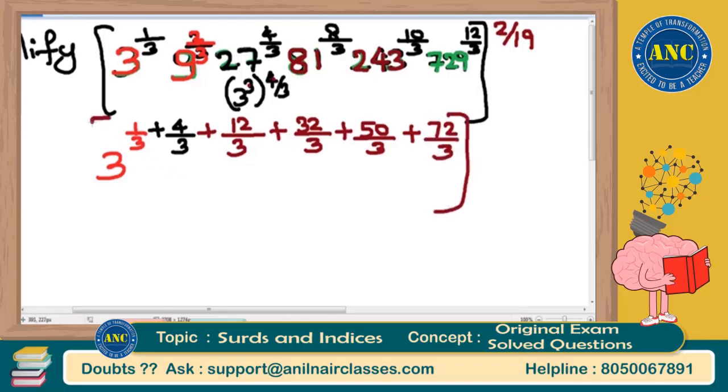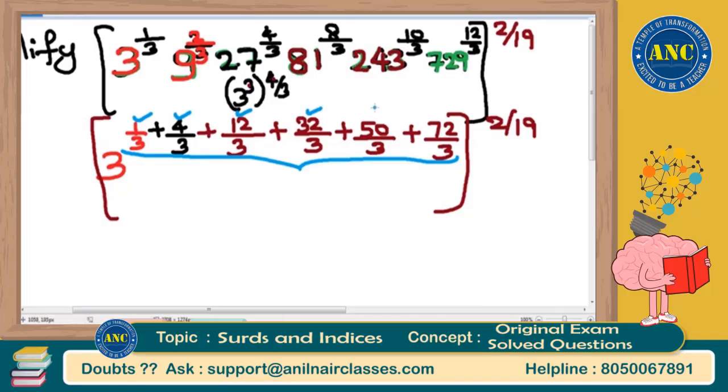But again this is raised whole to the power of 2 by 19. Right? If I simplify further, the power here will become 1 plus 4, 5, 5 plus 12, 17, 17 plus 32 is 49, 49 plus 50 is 99, 99 plus 72 is 171. So this finally becomes 3 power 171 divided by 3, whole to the power of 2 by 19. That becomes into 2 by 19.